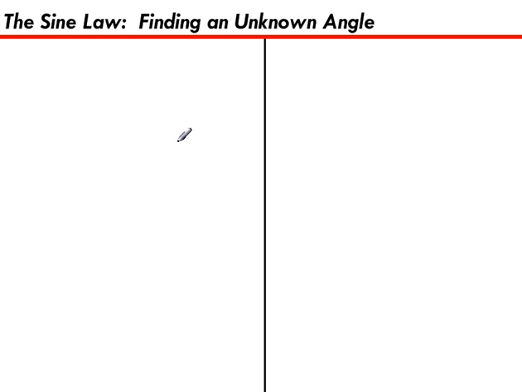There's really only two things you can do with the sine law. You can use it to find the length of one of the sides of a triangle, or you can use it to find an unknown angle in a triangle. And that's what this clip's all about, how to find an unknown angle in a triangle.